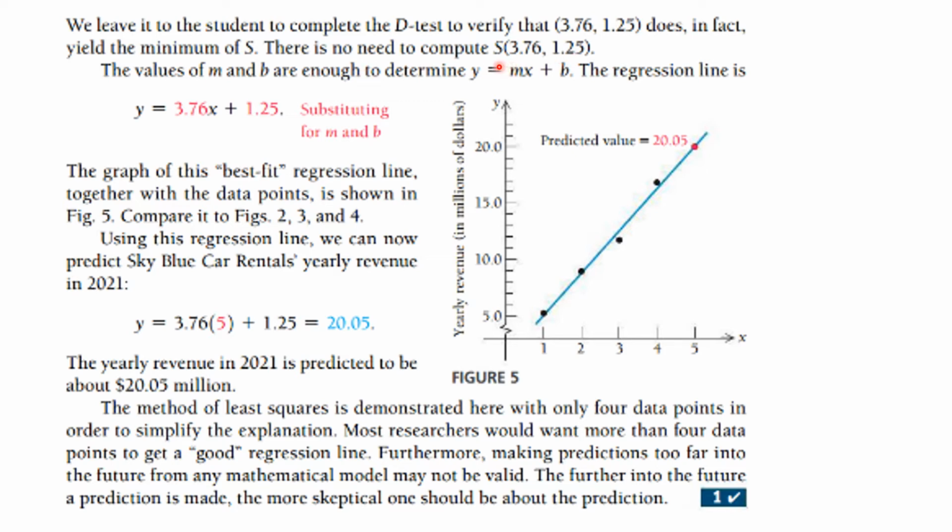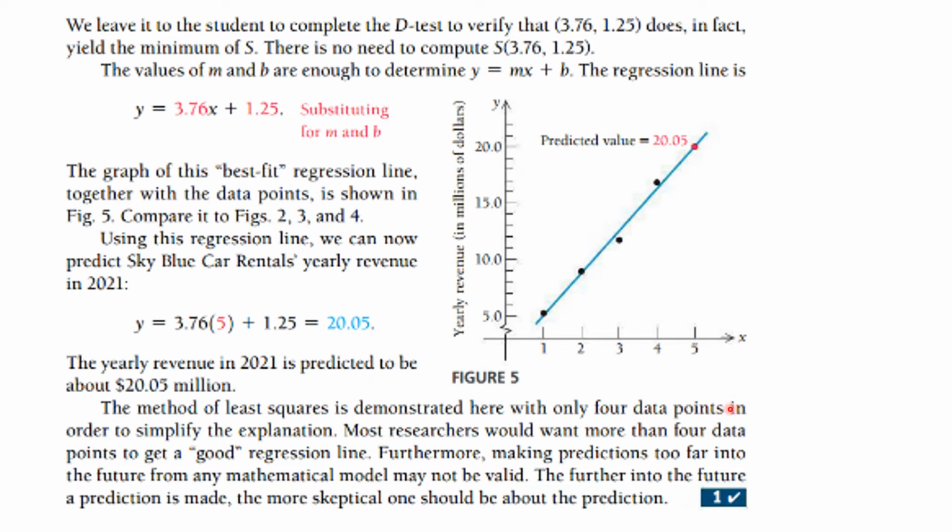But you see, we really don't have to compute what the minimum value of this is, because what we're really trying to do is find out what was m and what was b. So you see, m is going to be 3.76 and b is going to be 1.25. That means the best line that we can put through this data is y is equal to 3.76x plus 1.25. And if we wanted to predict 1 year out, we would take this equation and we would take 5 as our data point. And that would give us a predicted value up here. So the yearly revenue in 2021 is predicted to be about 20.05 million.